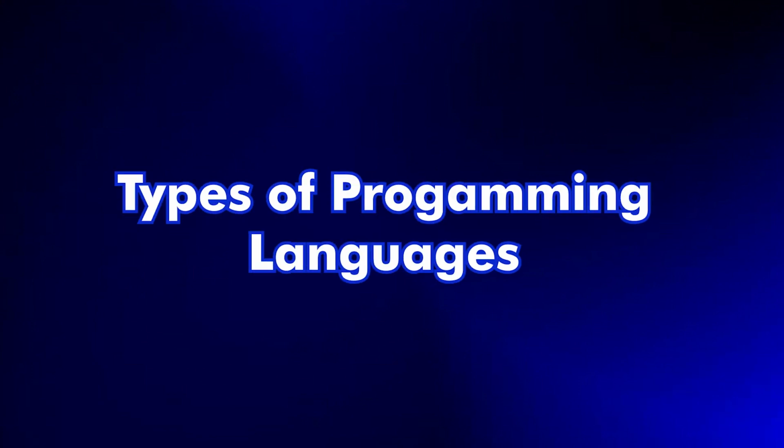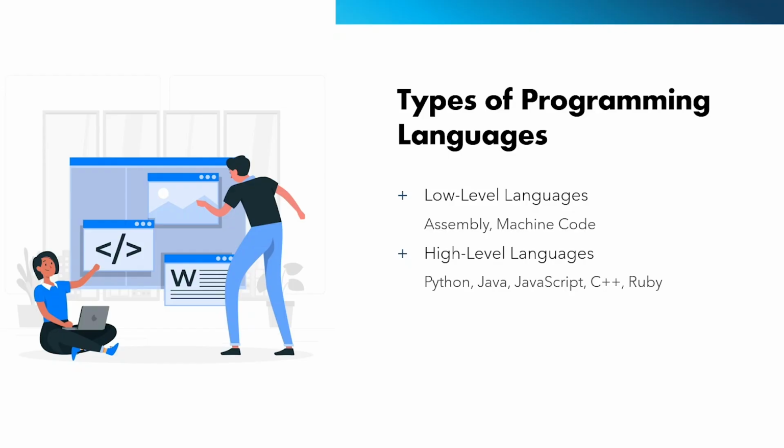Now we'll look at the different types of programming languages. Basically, we have two types of programming languages. We have the low-level programming languages and we have the high-level programming languages. For the low-level programming languages, we have the machine code and we have the assembly language. When we talk about the low-level programming languages, these are native languages of the computer.